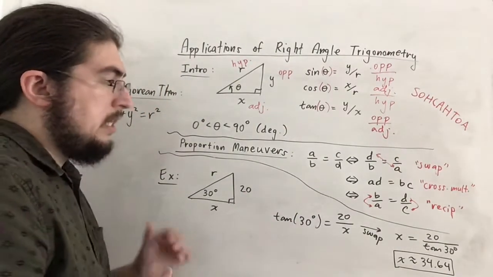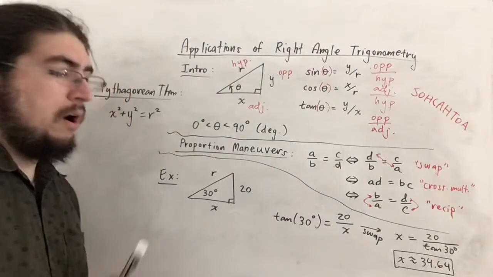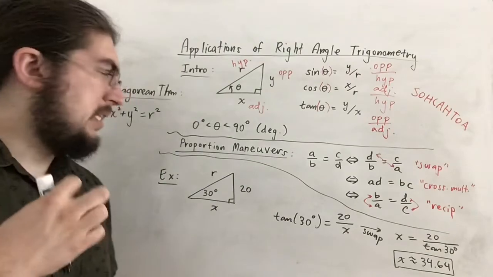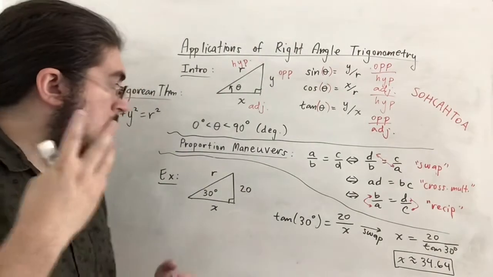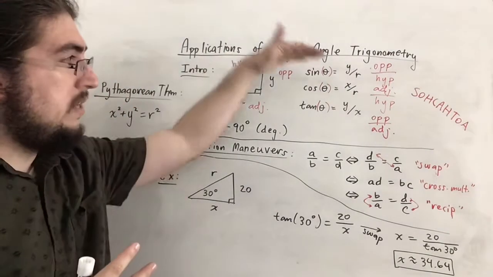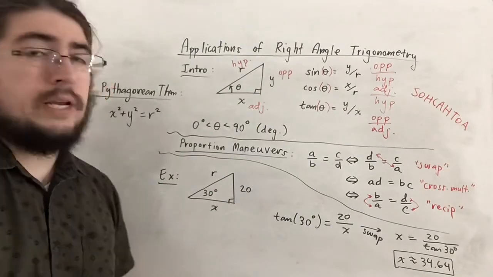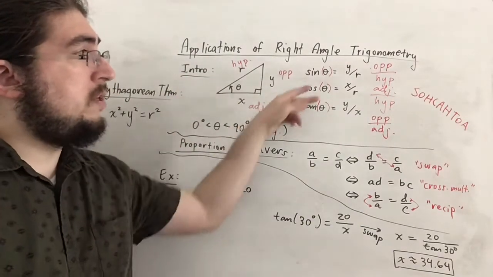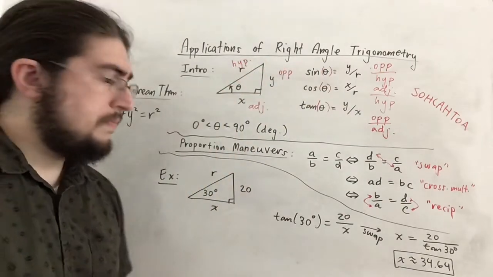And if you want to find r, how can we find r? We can find r two ways now. Well, actually, three ways, really. We can use one of these functions. In fact, there are two we can use, because since we want to find r, it's a hypotenuse. There are two that involve the hypotenuse, sine or cosine.